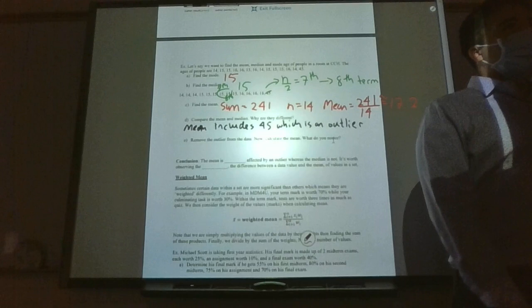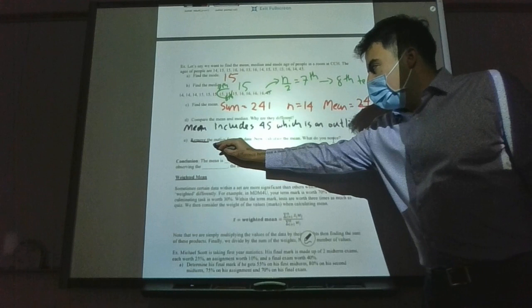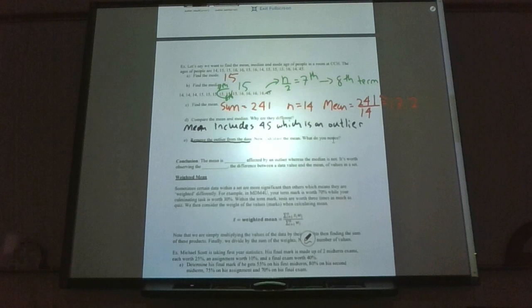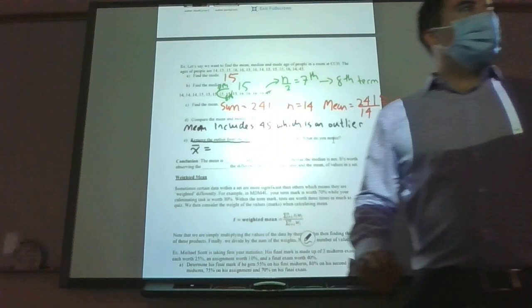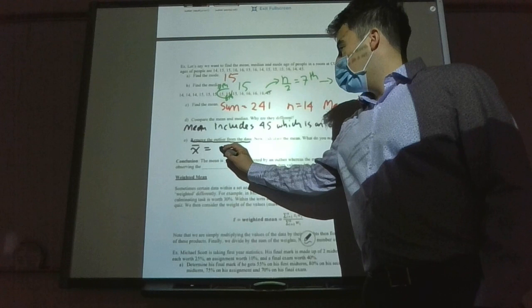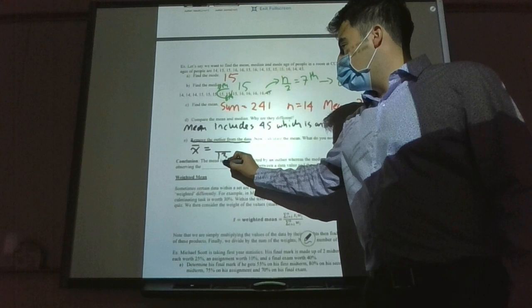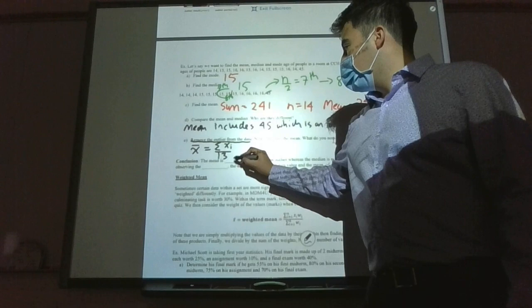So now for the next step, it says remove the outlier from the data and now calculate the mean. So what do you get if you do not include the 45-year-old person? And if you don't mind, I actually might use the formula here. Oh, yeah. Sure. So then the 13, summation symbol, i equals 1, x_i over 13, because we removed 45, so that changes.